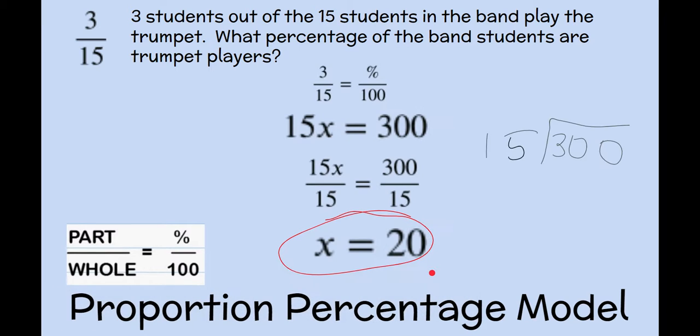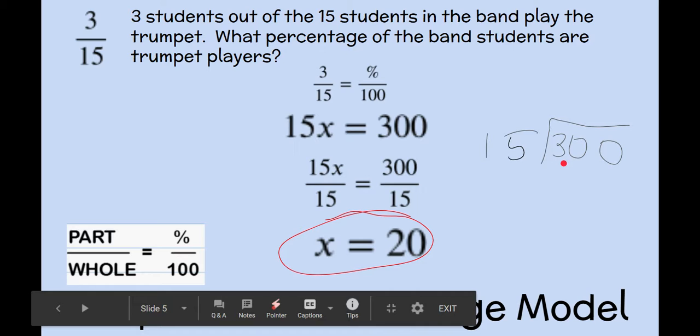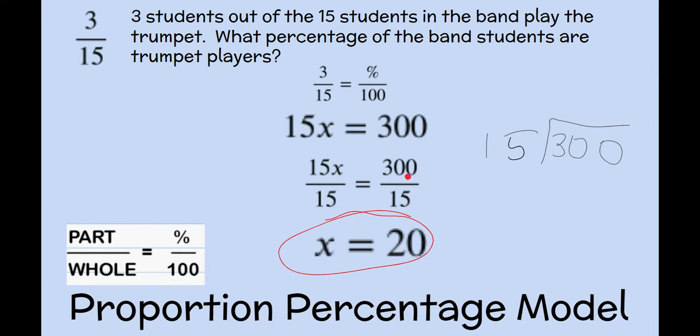On the next screen, you can see I set up my division problem off to the side. I'm saying 15 into 300. Remember, it's top in, bottom out. So the top goes inside the division symbol, and the bottom goes outside the division symbol. In other words, we divide by 15. And you can also say it like that: 300 divided by 15.